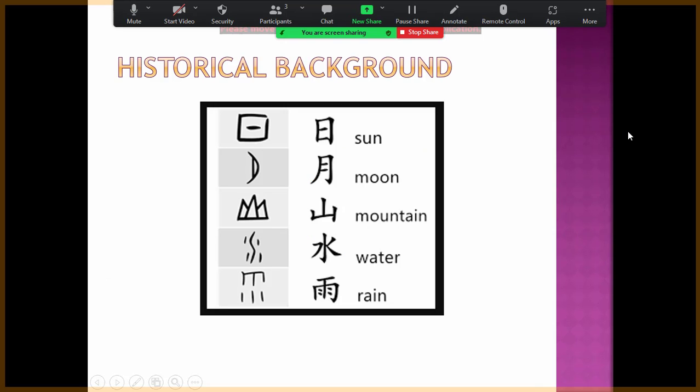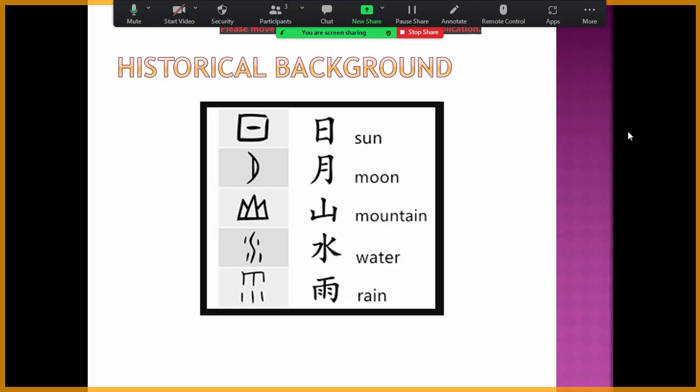Now here you will see the concept of simplified or modern Chinese. On the left side it is ancient or old Chinese. On the right side it is modern or simplified Chinese.